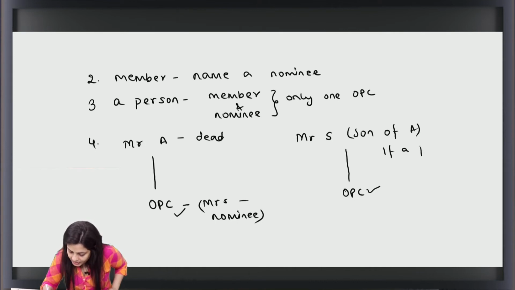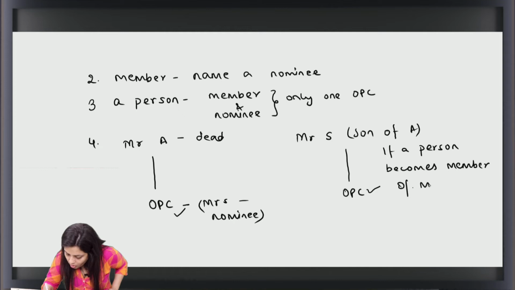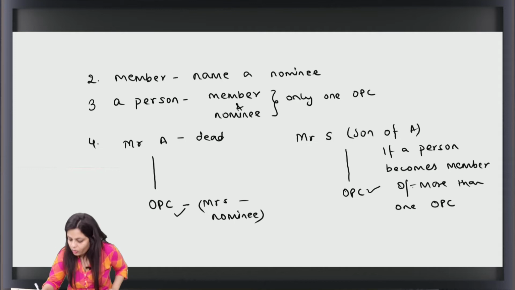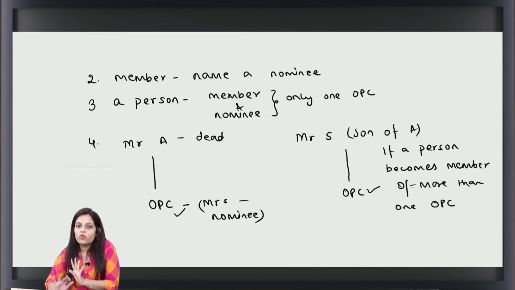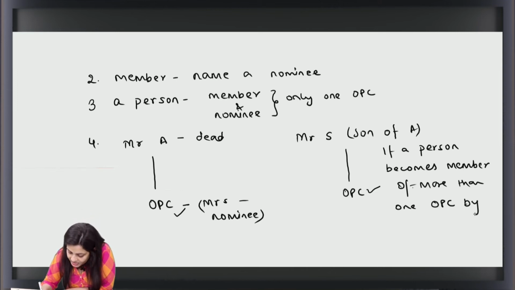If a person becomes a member of more than one OPC, tell me, why will he become a member of more than one OPC? He'll open another OPC? That he cannot do. The second membership can be only by one reason, and that is by virtue of nomination. You cannot become a member of a second OPC because you have opened a second OPC. That you cannot do. So this second membership is only by reason of nomination, no other reason. So more than one OPC by virtue of nomination.